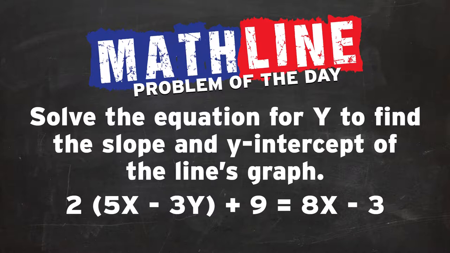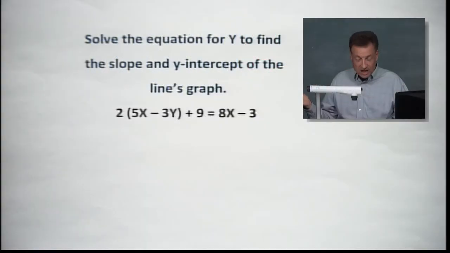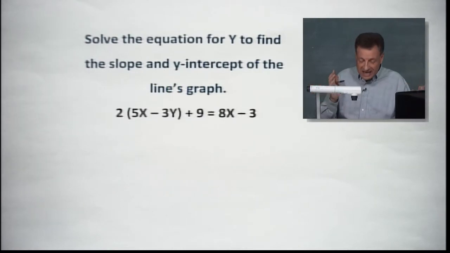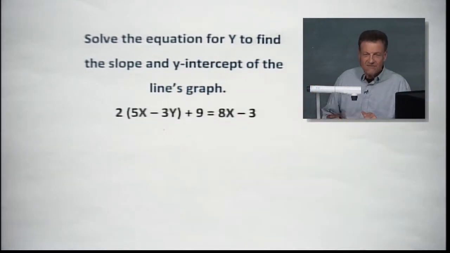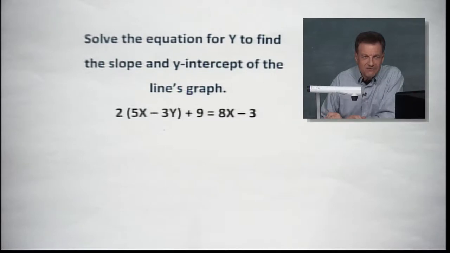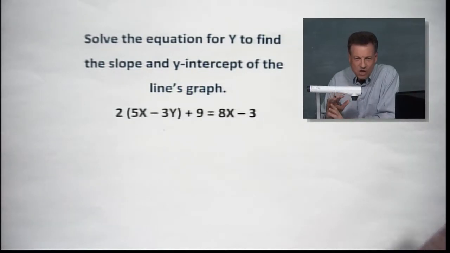That equation is 2 times, in parentheses, messy stuff, 5x minus 3y, close that parenthesis, plus 9 equals, looks like 8x minus 3 on the other side. Let's see what we're going to do with this craziness, all right? We're going to look at it one more time. We have to get this y by itself. There's a lot of stuff that's keeping me from getting the y by its lonesome here.